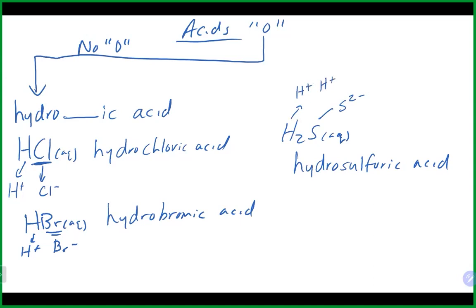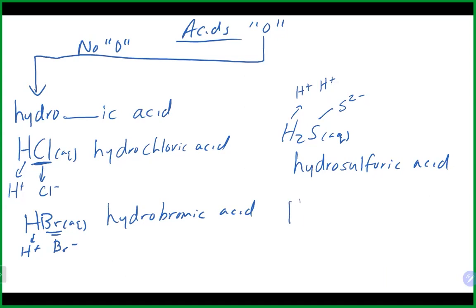So hydro, which people want to use on every acid name, is only for acids that do not have oxygen involved. If there's no oxygen involved, it should start with hydro, end with ic, and the middle part should be the negative guy's name, filling in this space in the middle. Any questions on that one?